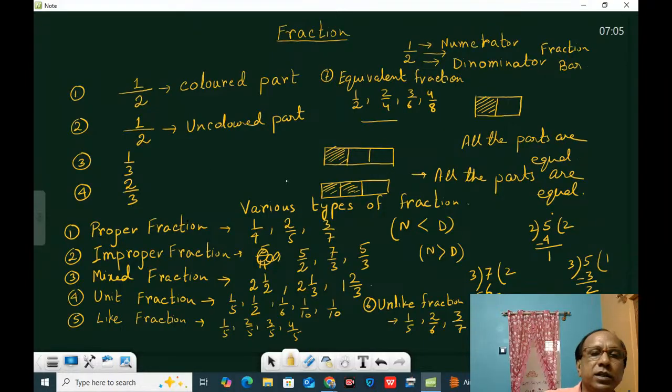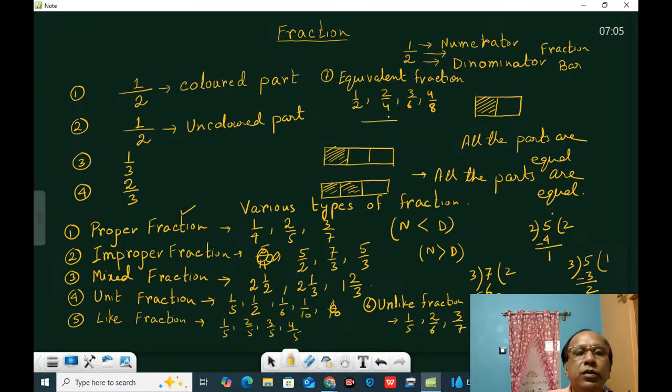Again, I am repeating the various types of fractions. If the numerator is less than the denominator, it is a proper fraction. If the numerator is greater than the denominator, it is an improper fraction. A whole number and a proper fraction make a mixed fraction. If the numerator is 1, as in 1 by 5, 1 by 2, 1 by 6, 1 by 10, we call it a unit fraction. If all the denominators are the same, they are like fractions, and if the denominators are not the same, they are unlike fractions. Besides that, we have equivalent fractions: 1 by 2, 2 by 4, 3 by 6, 4 by 8.